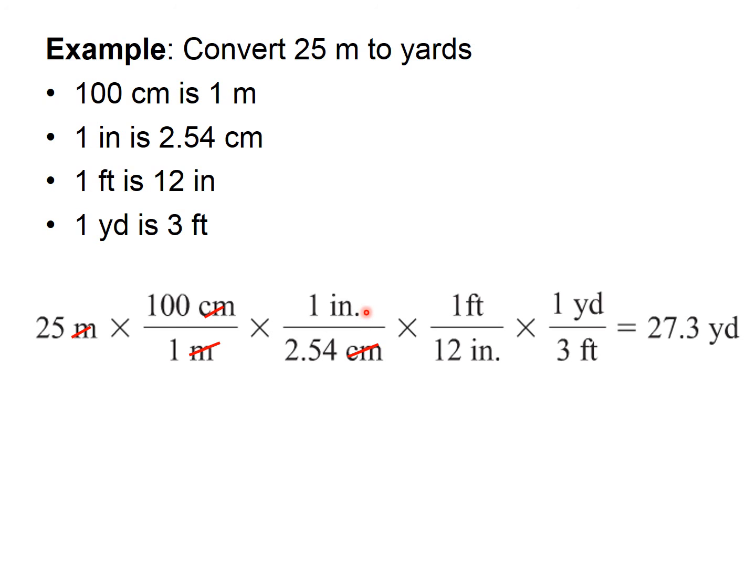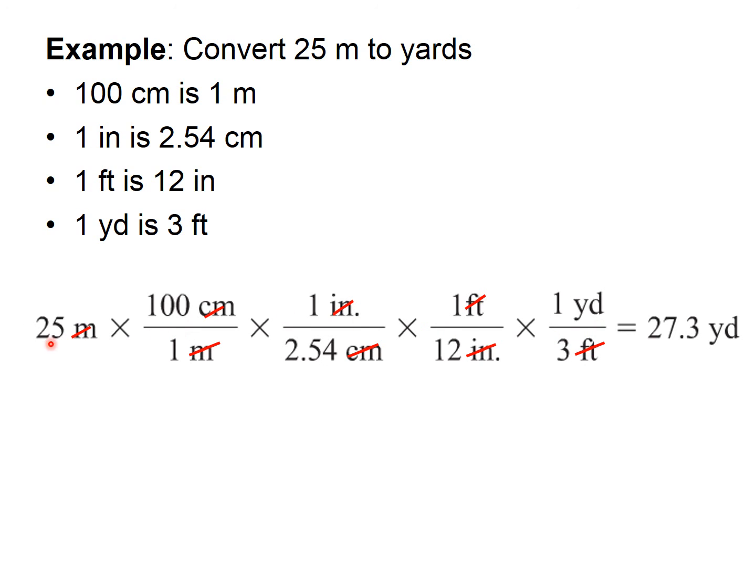Now inches is not what I want. So I'm going to multiply by 1 foot over 12 inches. And notice that inches cancel. I'm left with feet. Feet is not what I want. So I'm going to multiply by 1 yard over 3 feet. And notice that feet cancel and I'm left with yards. And that's exactly the unit that I want.